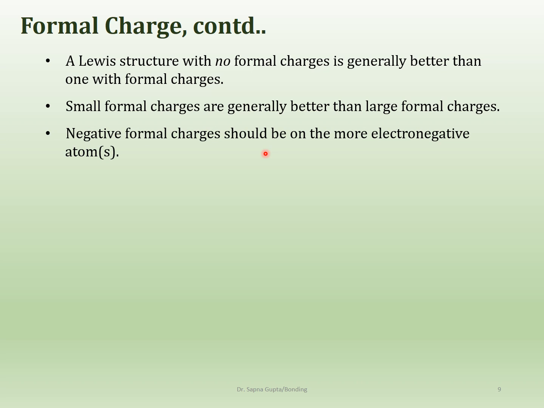And then the last rule here is that the negative charge should be more on the more electronegative element. So whatever is on the right hand side of the periodic table will get the negative charge. Whatever is on the left hand side of the periodic table will get the positive charge. That's what the rule is.